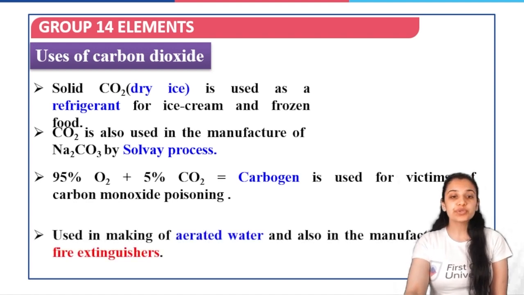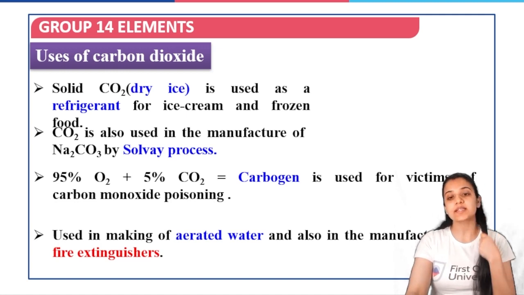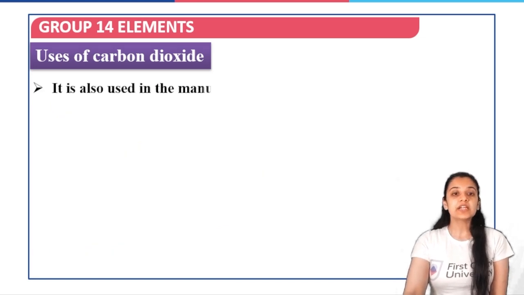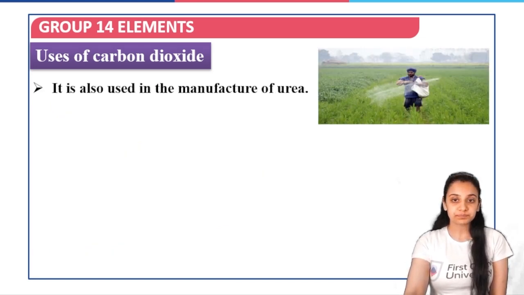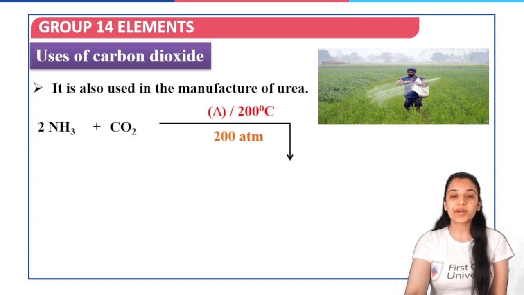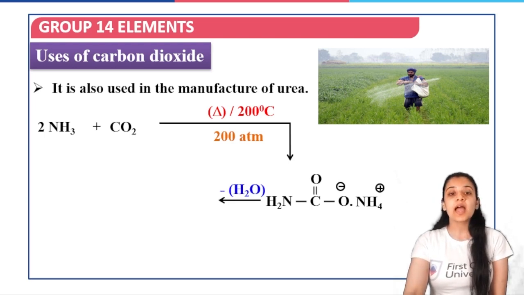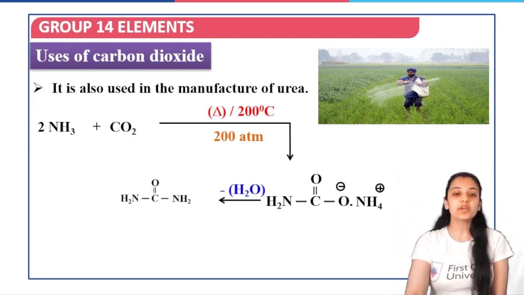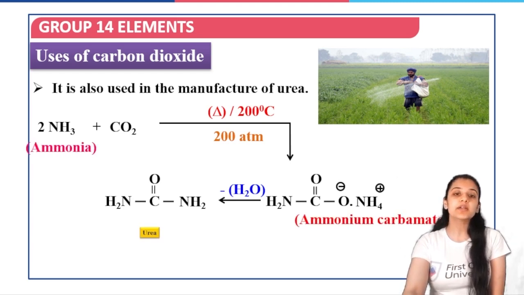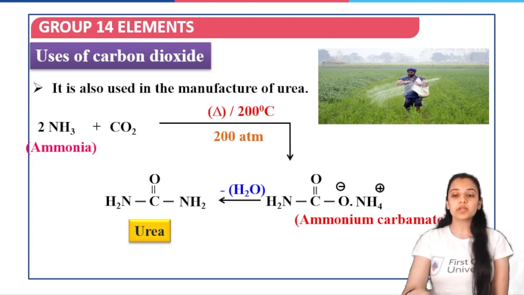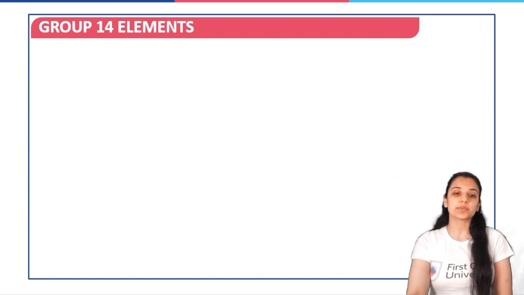Then I've already told you it is used in making of aerated water, aerated drinks, etc., and also in the manufacture of fire extinguishers. Then it is also used in the manufacture of urea, which is used as fertilizers. So ammonia plus carbon dioxide on heating at 200 degrees centigrade and 200 atm pressure, we get urea, that is NH2COO minus NH4 plus, and water when taken out of it will give me NH2CONH2, which is nothing but urea. So ammonium carbamate is the intermediate that is going to be formed to get urea ultimately by dehydration.